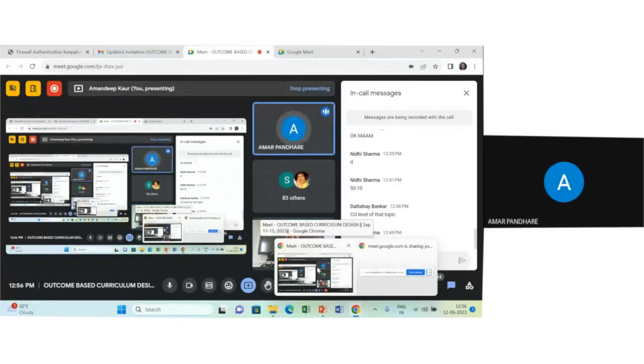Suppose if there is any NBA visit, will they ask us what is the outcome of this activity? Means whether students have participated in any event or any poster presentation or paper presentation like that. Do we have to correlate these activities with such outcomes? That is an outcome, no, sir.